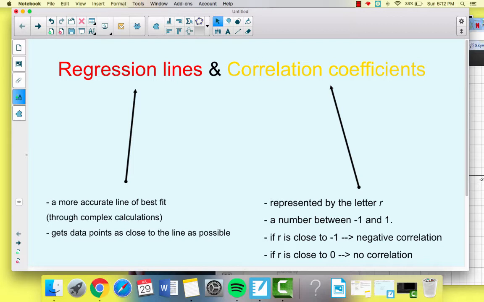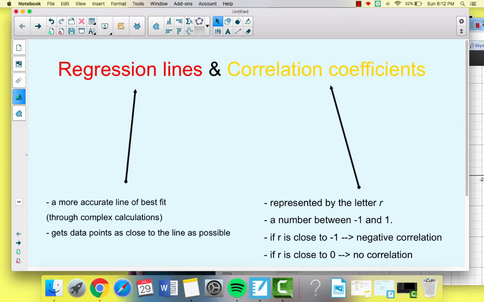This is just an extension of our scatter plot section. What you should remember from the scatter plot section is how we talked about lines of best fit and plotting data, and then what kinds of correlation we have, whether it's positive, negative, or none. So what I want to go to from there is talking about our regression lines.